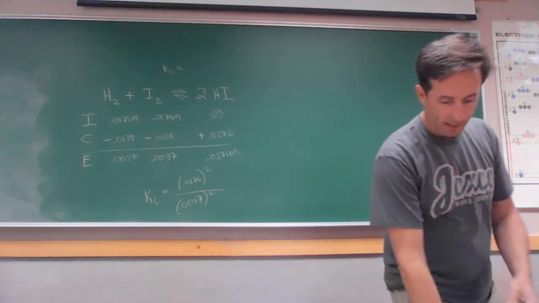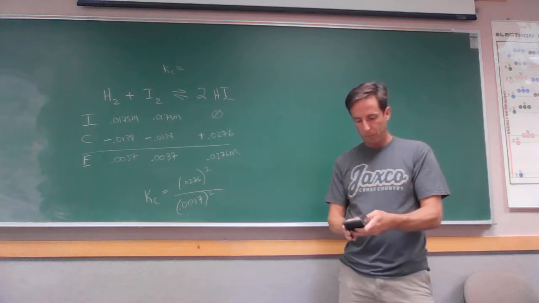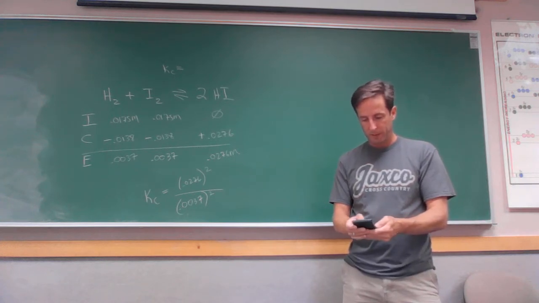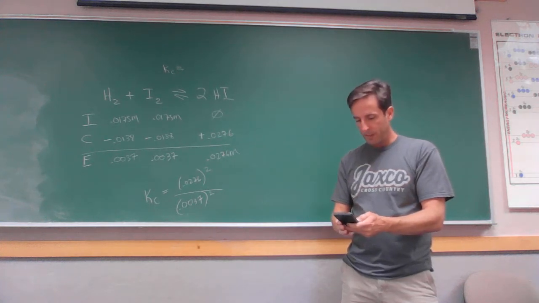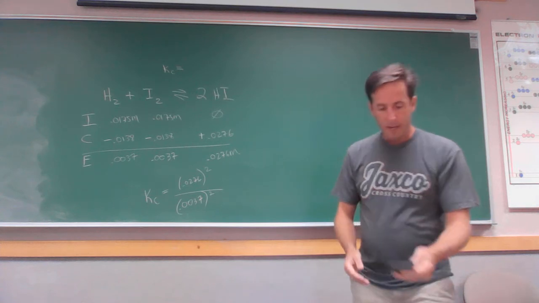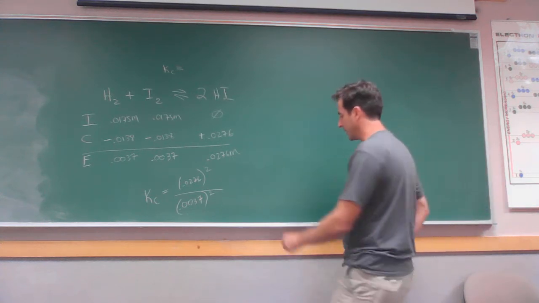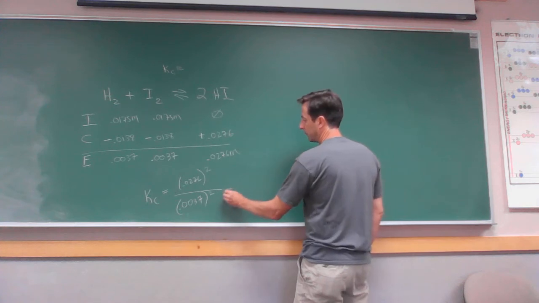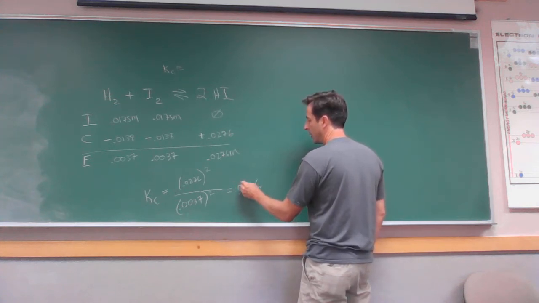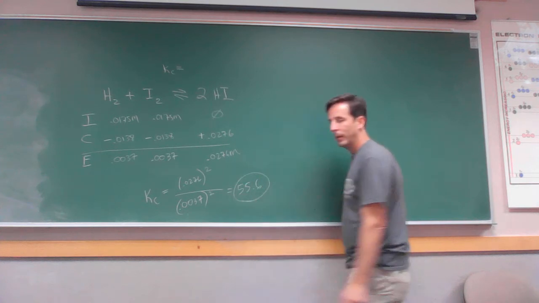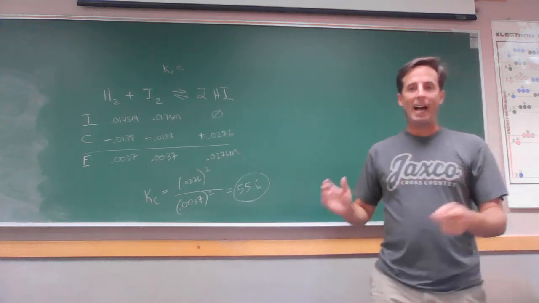So at that point, I can plug it in. 0.0276 squared divided by 0.0037 squared equals, and I got the answer to be 55.6. So that is my Kc value for this reaction at this temperature.